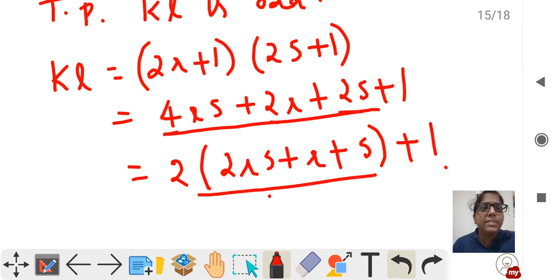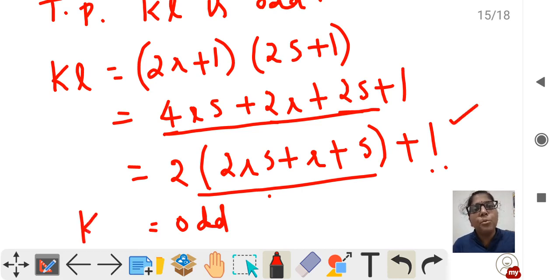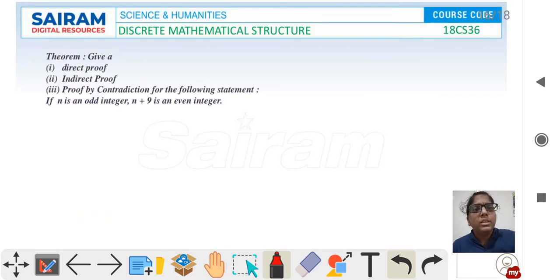So it will become 2 times of some number plus 1. 2 times of any number is an even number. Plus 1 means it will become an odd number. If you add 1 to that even number, it is an odd number. So we have proved kl is an odd number, right? So this is another theorem.